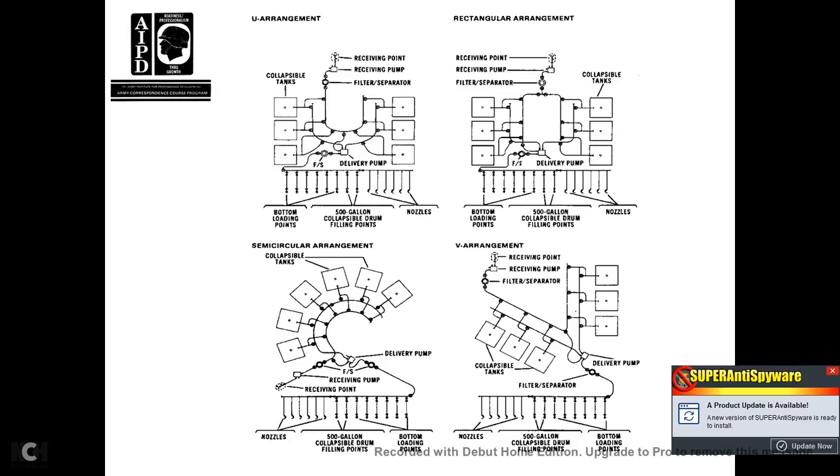There also is a semicircular arrangement where the collapsible tanks are set in a semicircle, and they go from the delivery pump to the filter separators, from one side of the receiving pump to the other side of the receiving point. The filter separator goes to the receiving pump and then to the nozzles, 500 gallon collapsible drum filling points, and bottom loading points. The V arrangement shows the collapsible tanks in a V from the receiving point, receiving pump, filter separators, and collapsible tanks to the delivery pump, filter separator, nozzles, 500 gallon collapsible drum filling points, and bottom loading points.